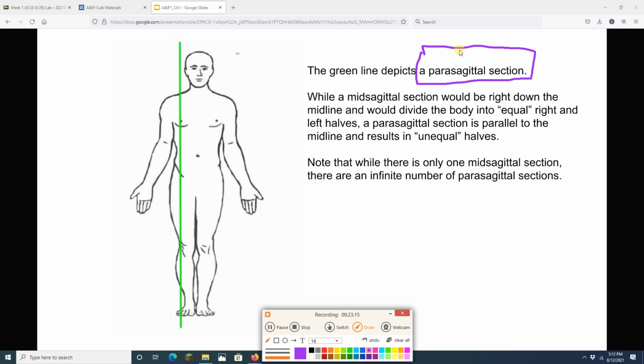Now we got to put the word equal into quote marks there. I was doing air quotes. I really should get a video set up. But anyway, because we're not truly equal left versus right. But it's a useful description here. Now bear in mind there's one mid-sagittal section you can do. There's an infinite number of parasagittals.